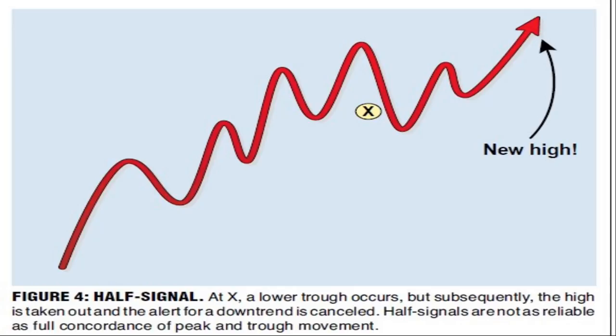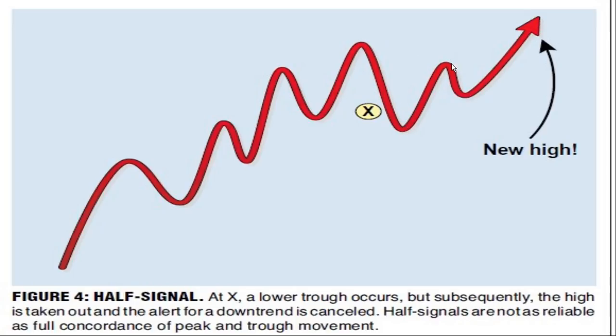Now this is a very interesting point. It is called a half signal. Watch this picture carefully. We have a series of higher highs and higher lows, rising peak, rising trough. See this point X where the price has made a lower low, correct? So is the bull move under threat? No, because we have a lower low, lower trough, but the peak is not lower. We already have a higher peak than the previous one, and we have a lower low than the previous one. So the bull move has totally not changed.